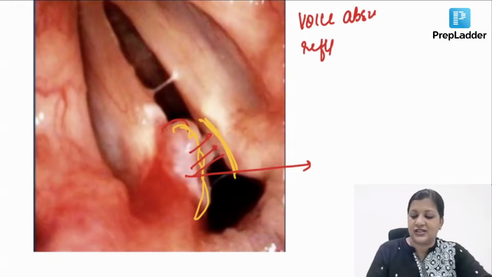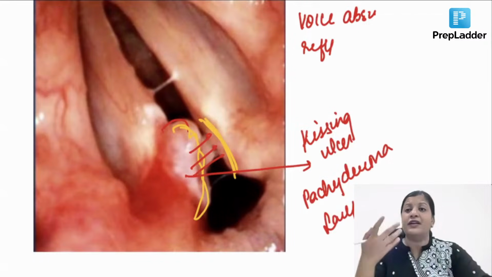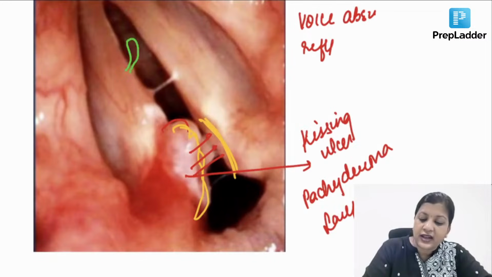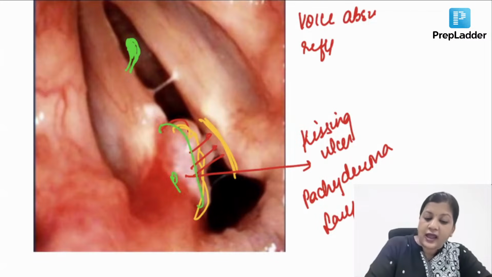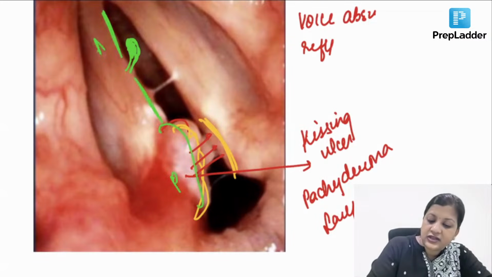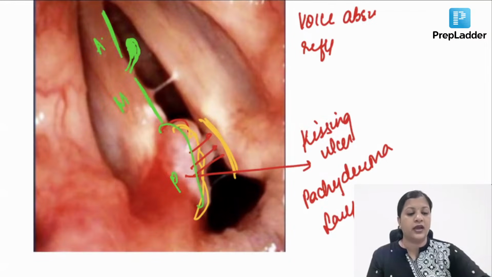What do we call this? We call this contact ulcer, also called kissing ulcer, also called pachyderma laryngitis. Okay, so this is pachydermal laryngitis. If we were thinking of a polyp, it would be a unilateral pedunculated mass, not in the posterior part. This is the posterior part. We would see a polyp again at the junction of the anterior third and the middle third of the vocal cord. Okay, all of you got it?